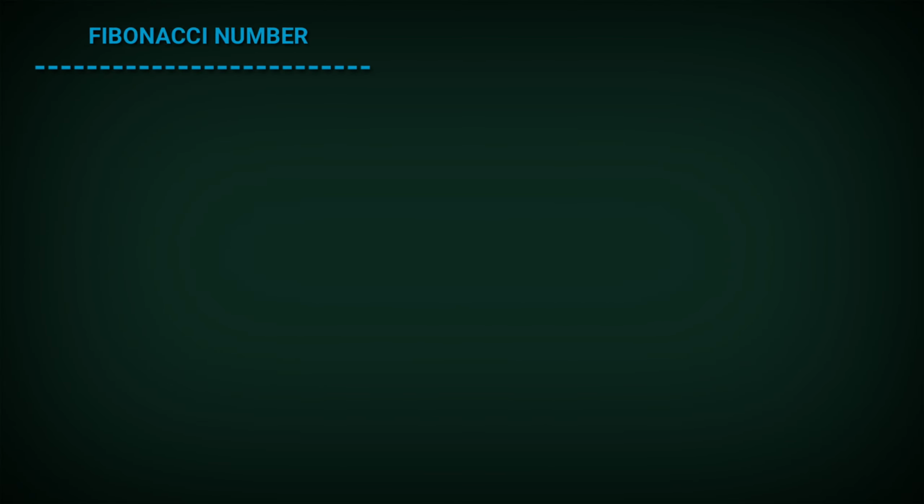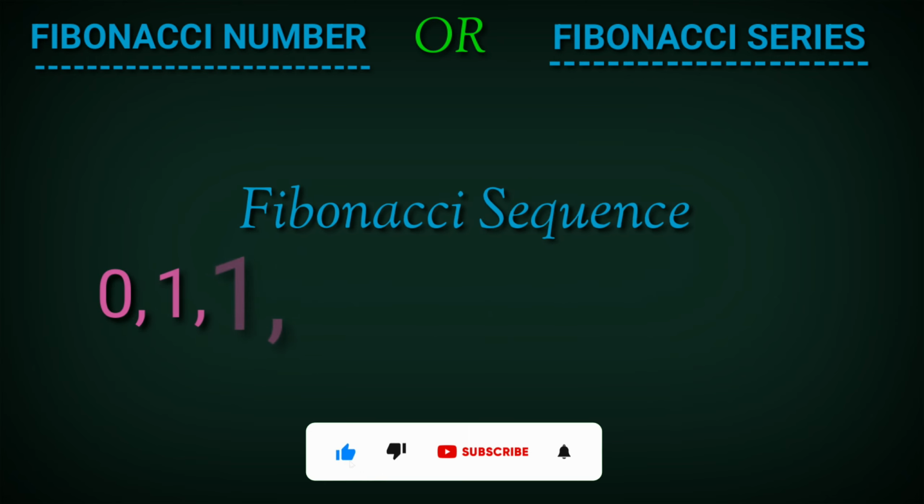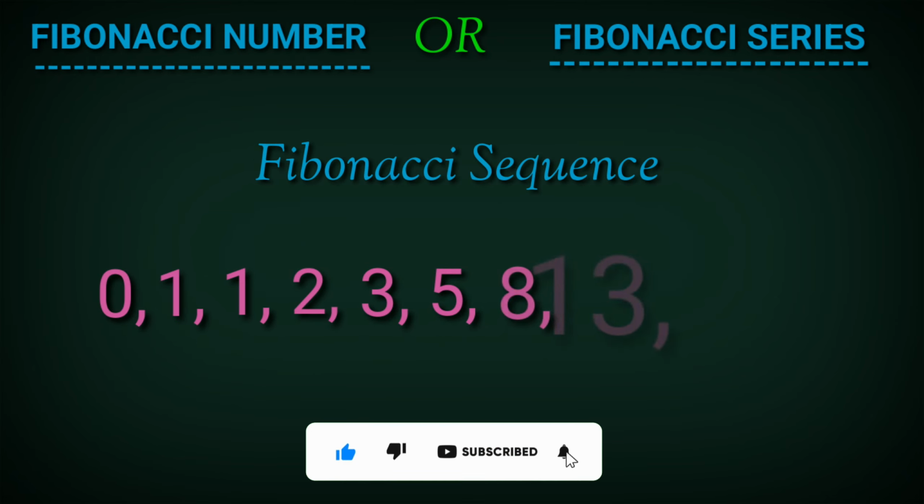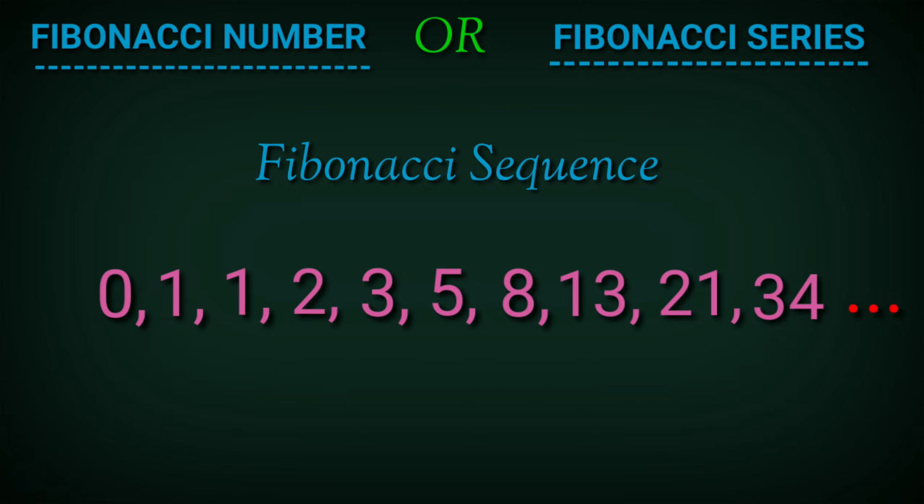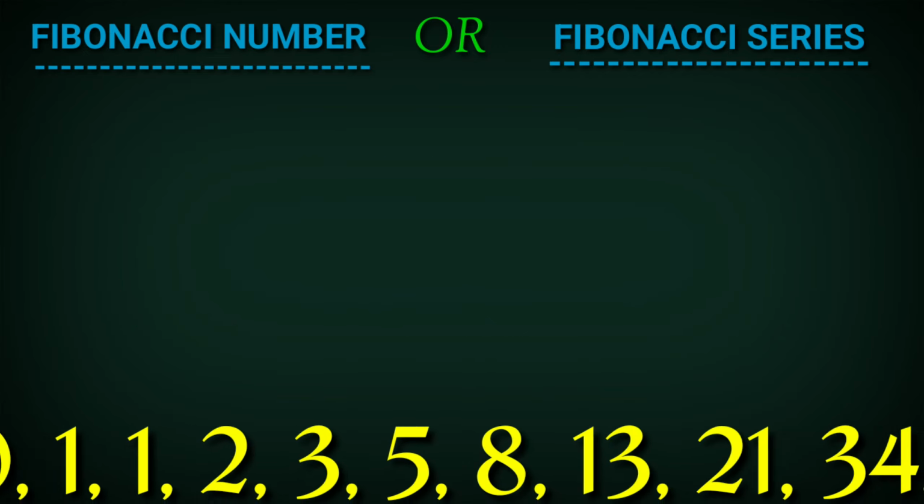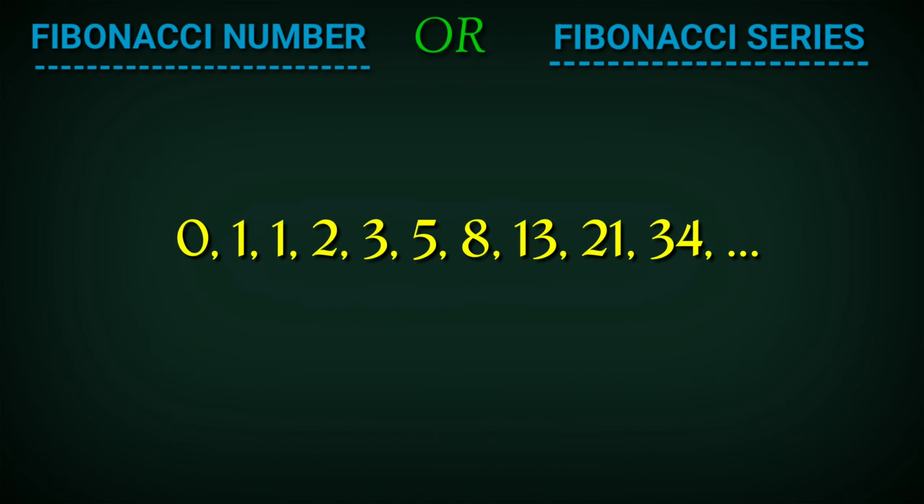A Fibonacci number or Fibonacci series or sequence is defined in such a way that each number is equal to the sum of the preceding two numbers. So the numbers in the sequence are 0, 1, 1, 2, 3, 5, 8, 13, 21, 34, and so on. This is a Fibonacci series.